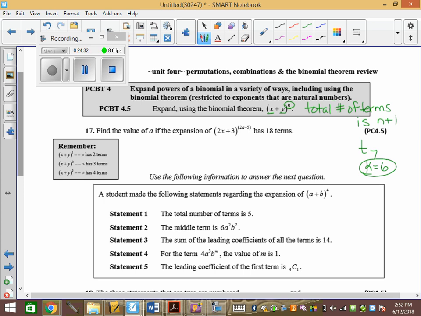Okay? So this one says, find the value of a if this expansion has 18 terms. So what are they just telling you that n equals? 17. It's always 1 less, correct? So all I do is I go 2a minus 5 must equal 17. Add the 5. 2a must equal 22. So a must equal 11.